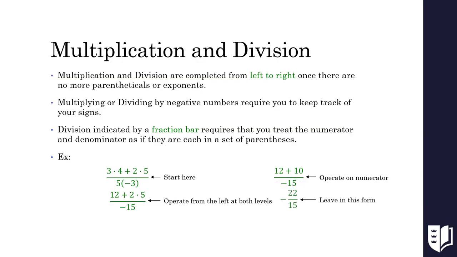Last step is to treat our numerator and denominator like they have parentheses around them and operate inside each one. This gives us a 22 in our numerator. Now we have a fraction, negative 22 over 15. We can pull the negative out in front of our fraction because there is still an odd number of negatives being operated on. Now we can proceed to our final step.